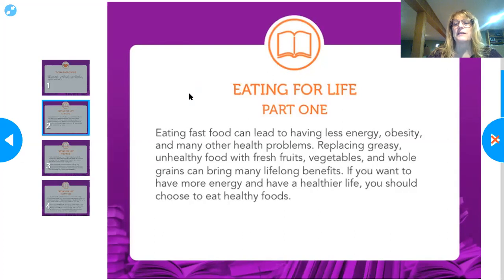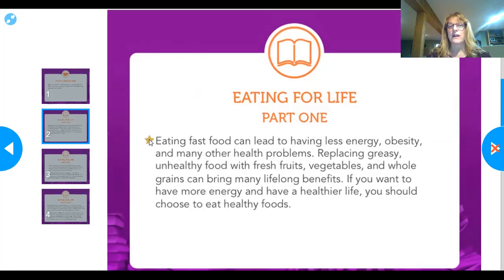Eating fast foods can lead to having less energy, obesity, and many other health problems. It had right there that strong statement, that opinion, what somebody thinks right away. Replacing greasy, unhealthy foods with fresh fruit, vegetables, and whole grains can bring many lifelong benefits. If you want to have more energy and a healthier life, you should choose to eat healthy foods. So this right here is really more, if you want to have more energy and a healthier lifestyle, you should choose to eat healthy foods.